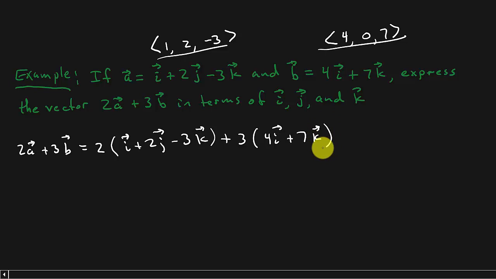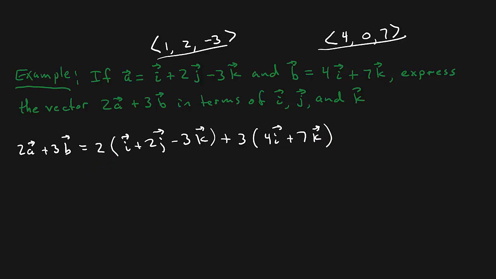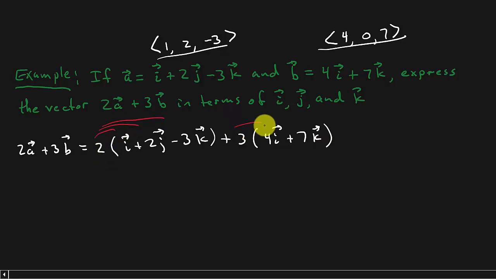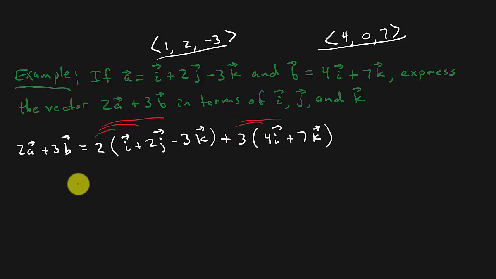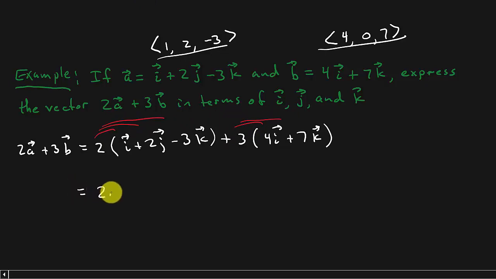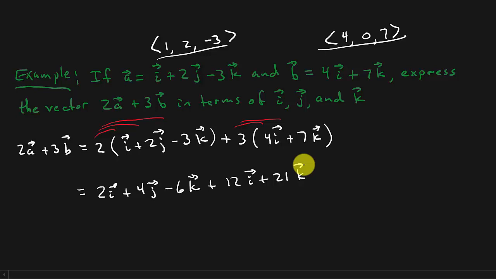All right, and now all we're going to do is distribute the 2, and distribute the 3. And so this is going to be 2i plus 4j minus 6k plus 12i plus 21k. All right. So, you know, it's not bad. It's pretty easy. You should be catching on to this.